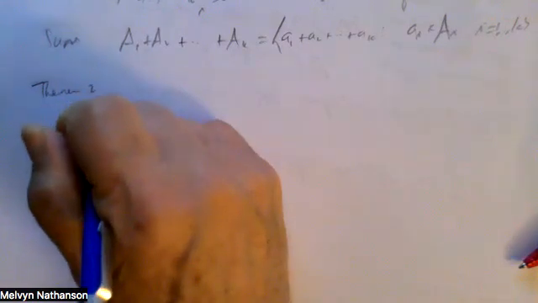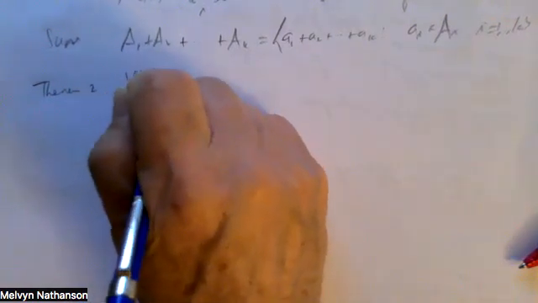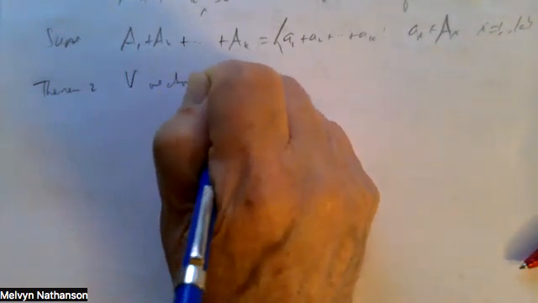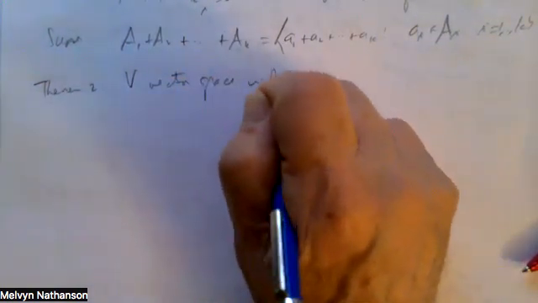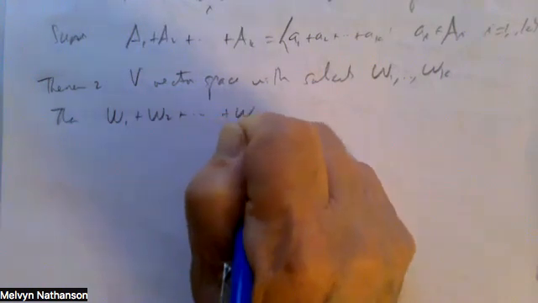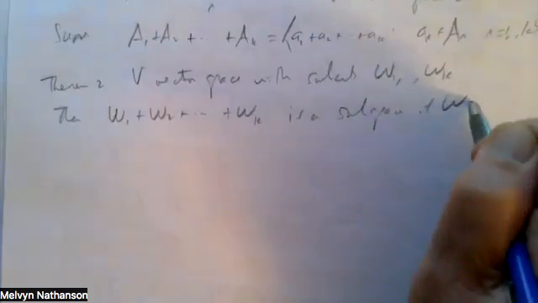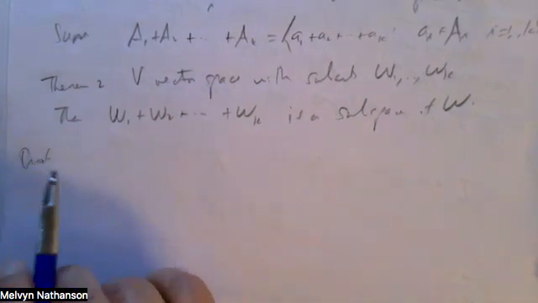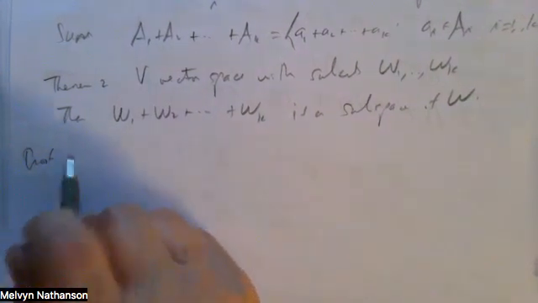And theorem 2 says the following. V is a vector space with subspaces W1 up to WK, then the sum is a subspace of V. And the proof is similar to the proof that the intersection of subspaces is a subspace.